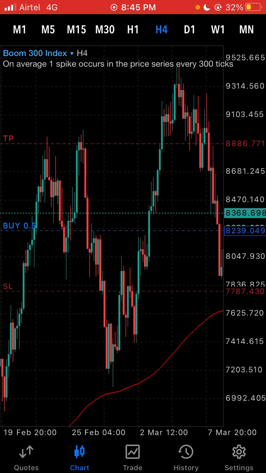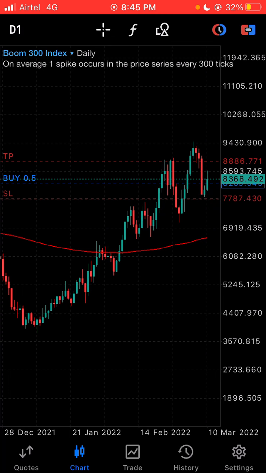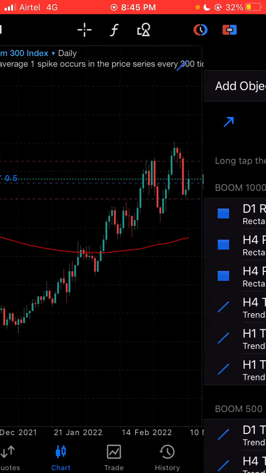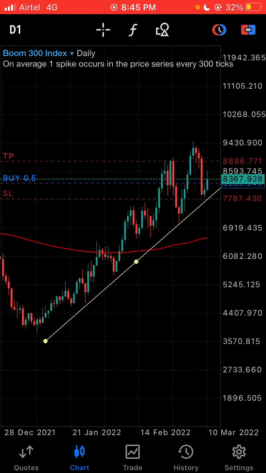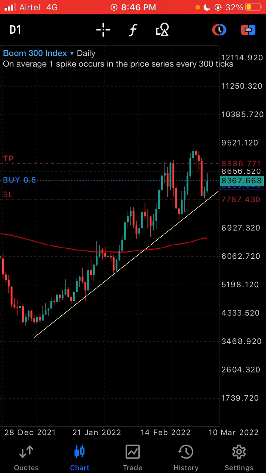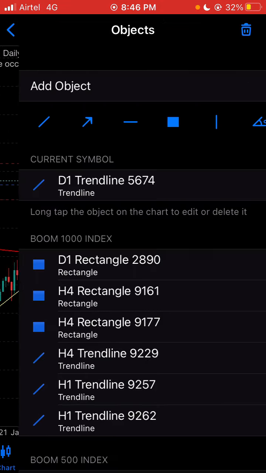We can start from a higher time frame. Let's go to the daily time frame. On Boom 300 also, the market is trending upward. As I told you many times, the trend is your friend. Just go with the trend, flow with the river. If the market is trending upward, look for buy opportunities. If the market is trending downward, look for sell opportunities, right?